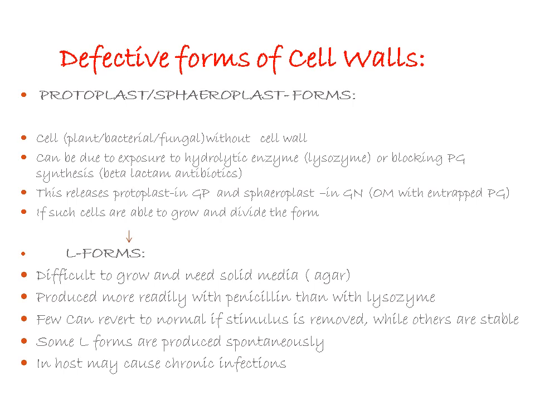If such cells are able to grow and they divide, then what do they form? They form the L forms. These L forms are actually difficult to grow and hence they need a solid media like agar for their growth. They are produced more readily with penicillin as compared with lysozyme, and they can also revert back to normal if the stimulus, the lysozyme or penicillin, is removed. But few of them are stable and cannot be reverted back. Some L forms are produced spontaneously in host and may cause various chronic infections.